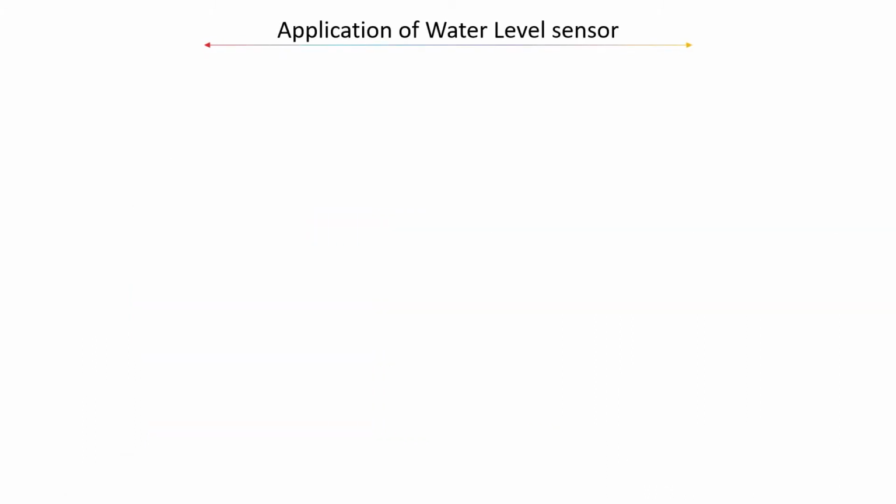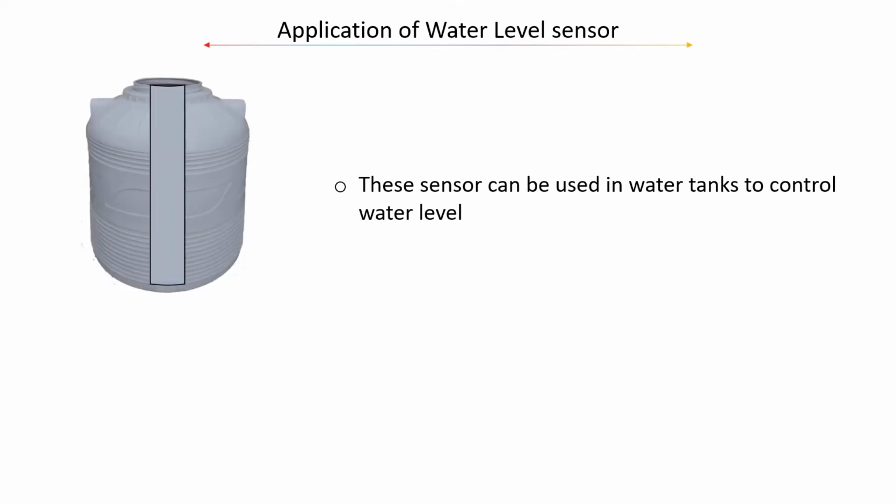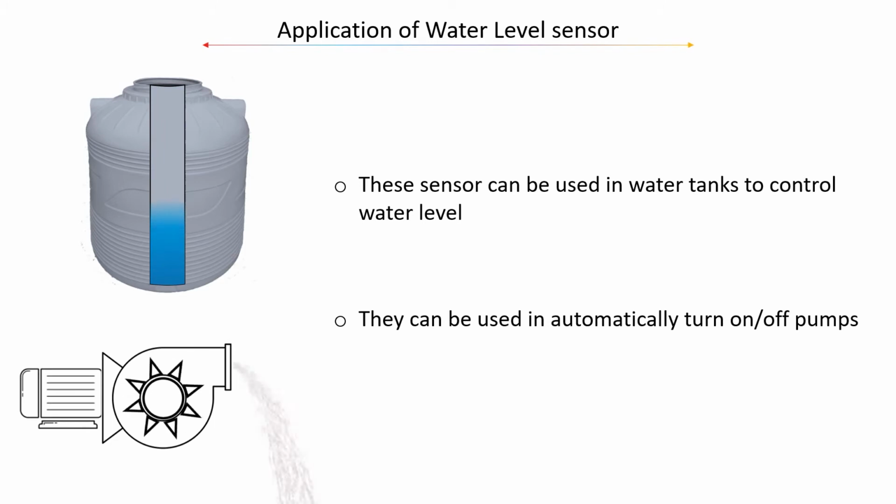Applications of a water level sensor. These sensors can be used in water tanks to control the water level. They can also be used to automatically turn pumps on and off. Water flow sensor.